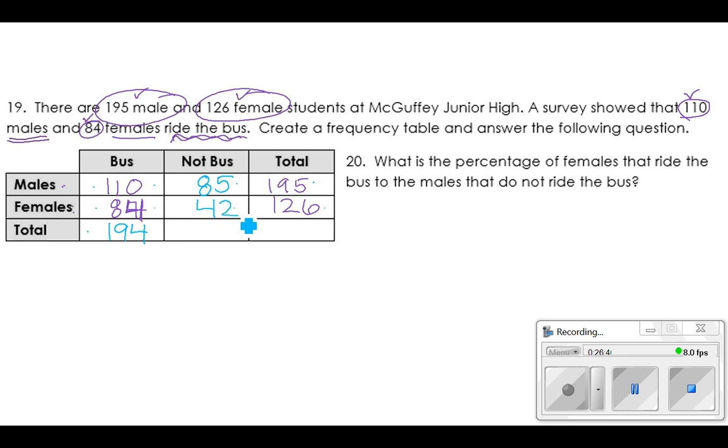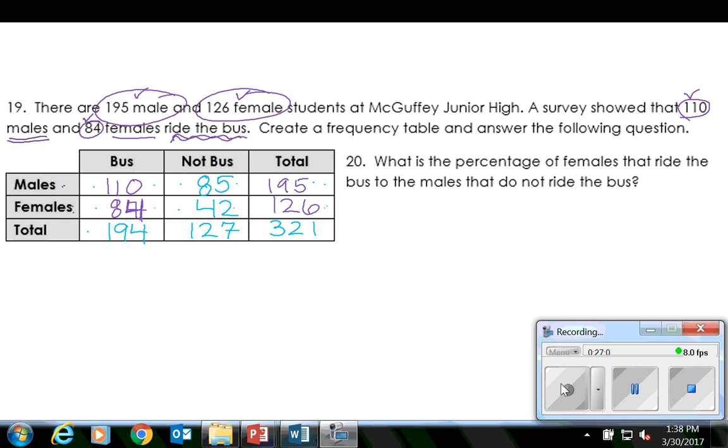Then I can just do simple addition. 85 plus 42 is 127. And then 195 plus 126 is 321.